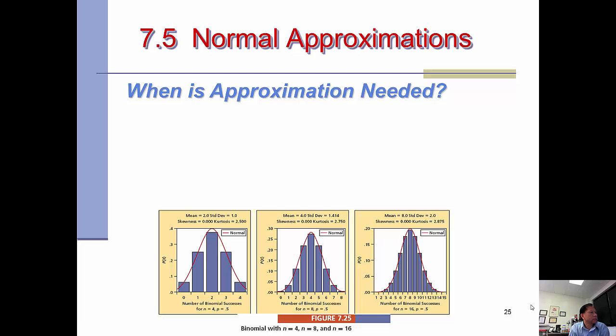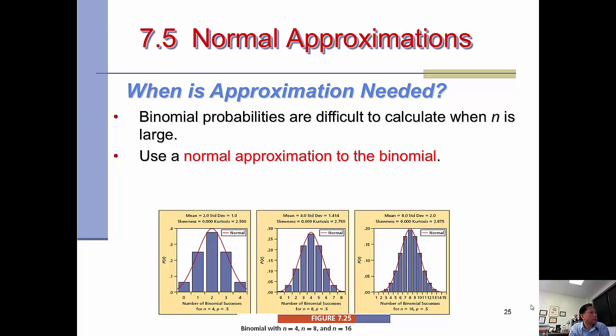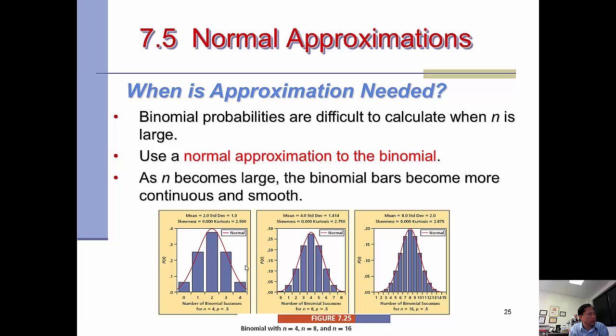Normal approximations. When can we use normal approximations? We can use normal approximation to the binomial. You look at this binomial distribution. Remember the binomial distribution? If n is large enough, then we can use a standard normal distribution to approximate it. As n becomes large, the binomial bars become more continuous, smooth, more and more like a normal distribution.